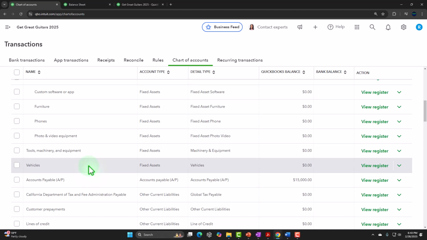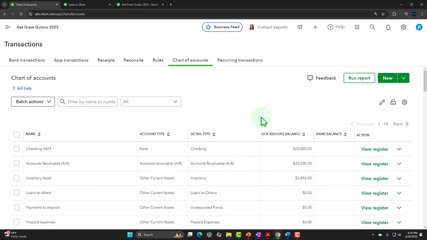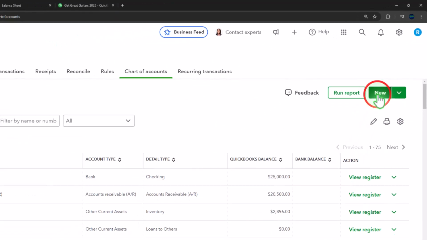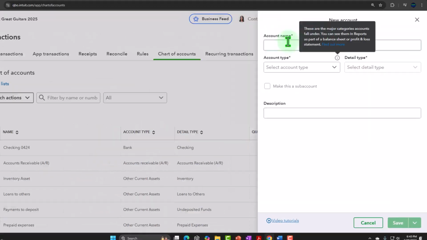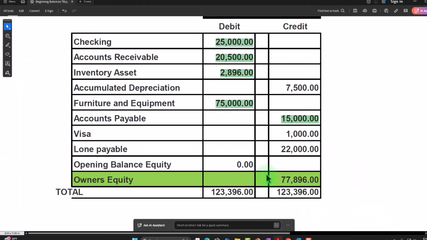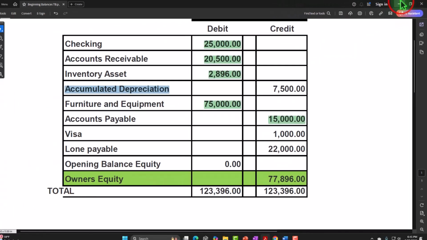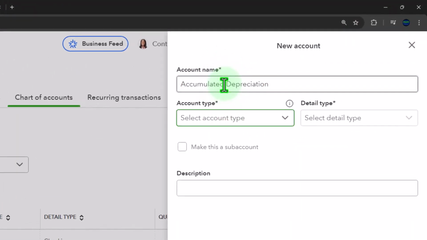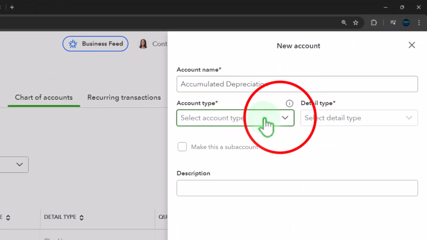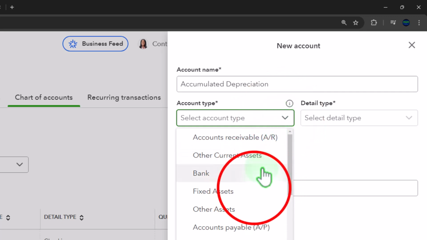But let's add a new account so that we can see what it looks like when I add a new account. So I'm going to say new account, and let's call it the exact same name, accumulated depreciation. Now we could have, well, we'll talk more about that later. We'll say this is going to be the account type. It's going to be a fixed asset.